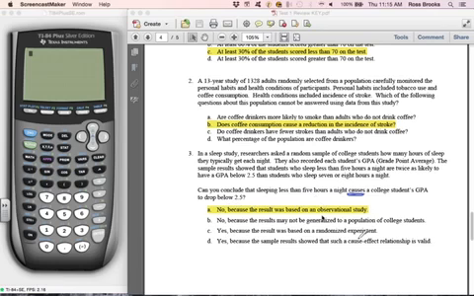And the answer is no, because again, this is an observation. Researchers just asked a random sample of college students how many hours of sleep they get each night, and they recorded their GPA. They're just observing what's happening. We're not placing people into groups and having a control group and a treatment group. It's not an experiment, so we cannot use the word cause here, all because this is observational.